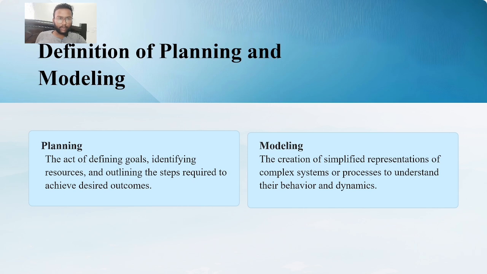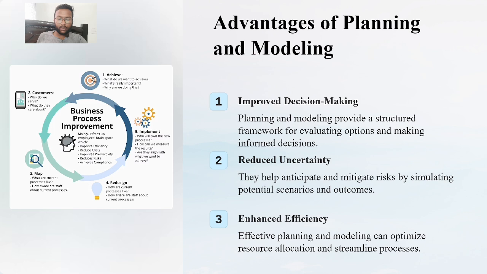Coming to the definition of planning and modeling. Planning is the act of defining goals, identifying resources and outlining the steps required to achieve desired outcomes. Modeling is the creation of simplified representations of complex systems or processes to understand their behavior and dynamics. Coming to advantages of planning and modeling.